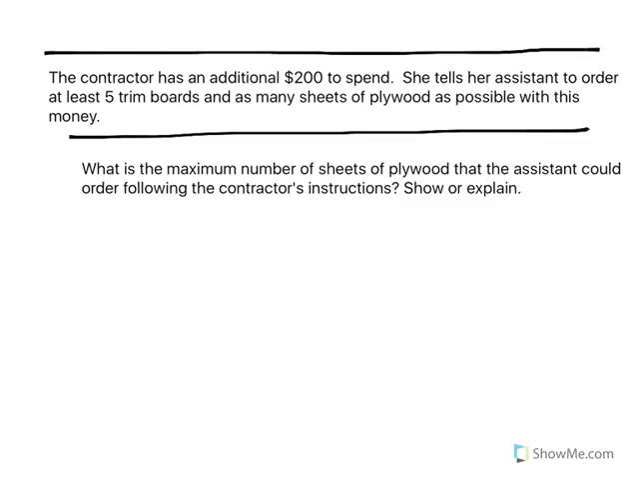Now, this is an extension question. The contractor has an additional $200 to spend. She tells her assistant to order at least 5 trim boards, I'm going to underline that, at least 5 trim boards, and as many sheets of plywood as possible, with an additional $200. Okay. What is the maximum number of sheets of plywood that the assistant could order following the contractor's instructions? Show or explain.